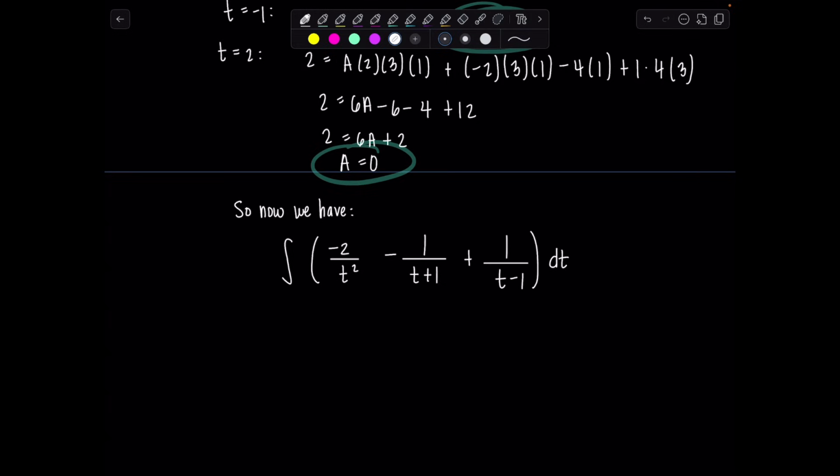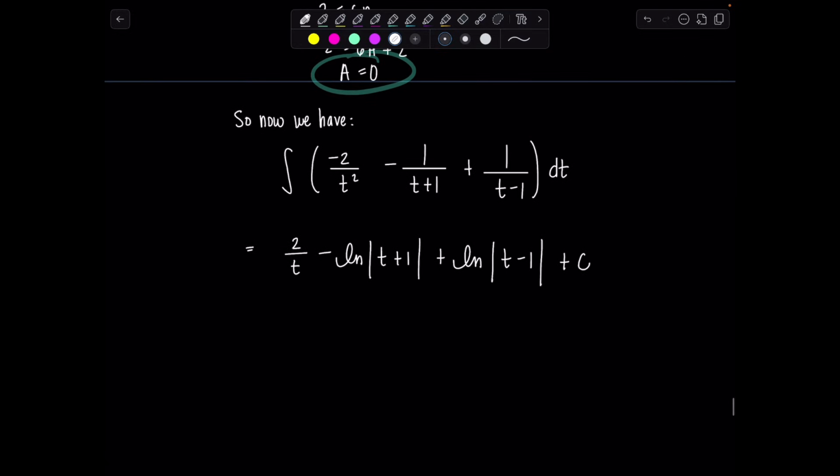Okay, perfect. I think we can just go term by term, right? So this is t to the negative second. Add 1 to the exponent, divide by the new exponent. So we'll have 2 over t minus ln, absolute value t plus 1, plus ln, absolute value t minus 1, plus c. Now go back to the original variable.